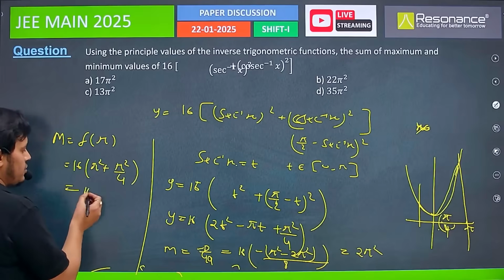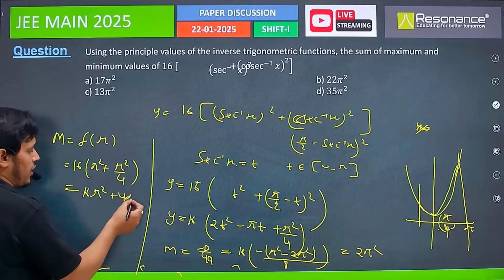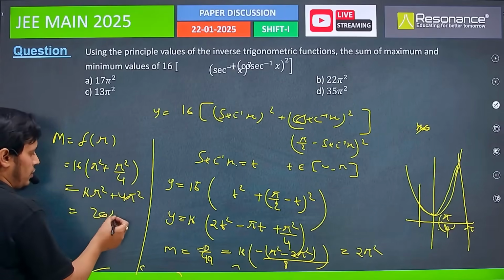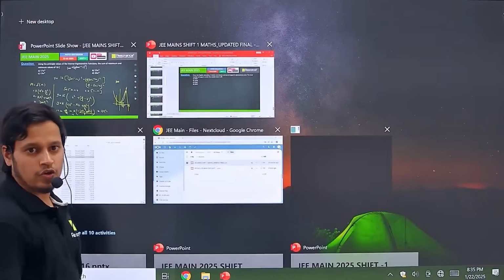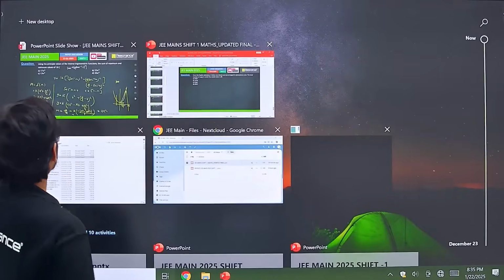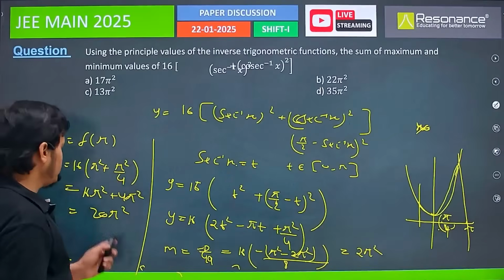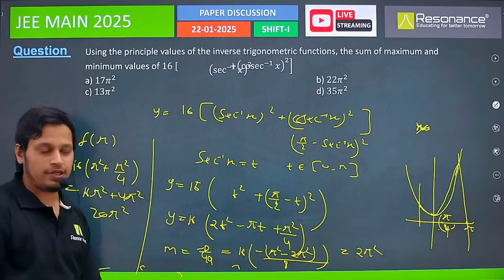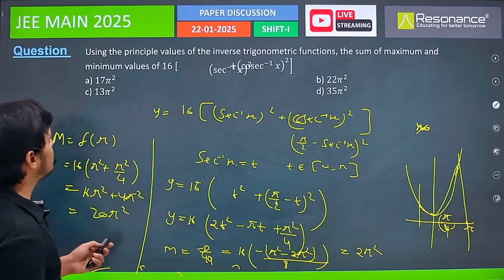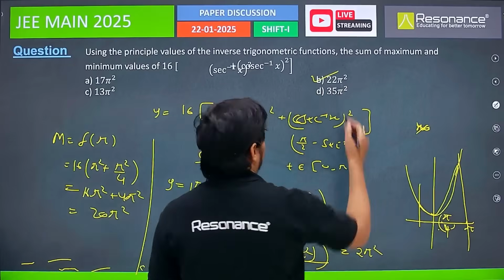If you multiply by 16 pi square plus 4 pi square, what we got total is 20 pi square. So the maximum is 20 pi square and the minimum is 2 pi square. So what will be the sum? The sum will be 22 pi square.